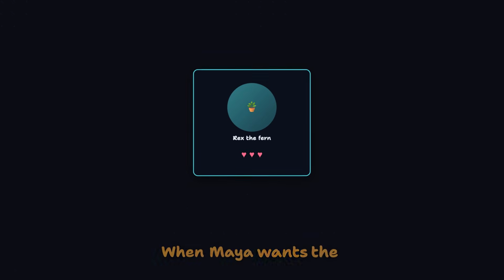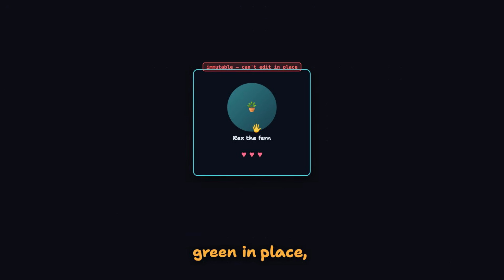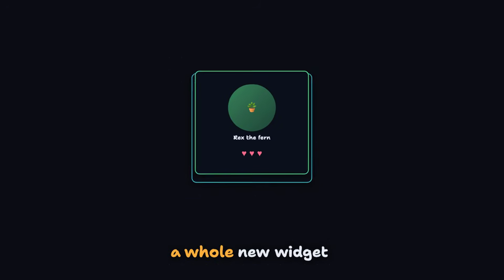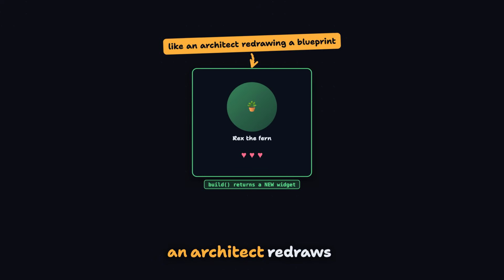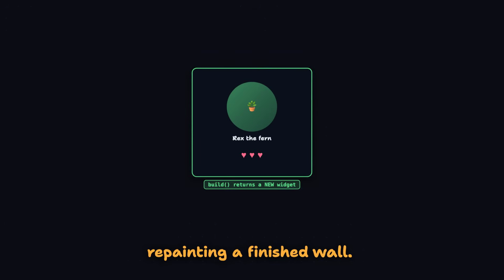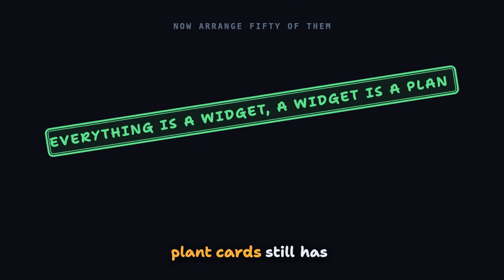When Maya wants the card to turn green, she cannot edit that green in place. She has to return a whole new widget from build. It is the way an architect redraws a blueprint instead of repainting a finished wall. Everything is a widget, and a widget is a plan. But a plan of 50 plant cards still has to be arranged on screen.